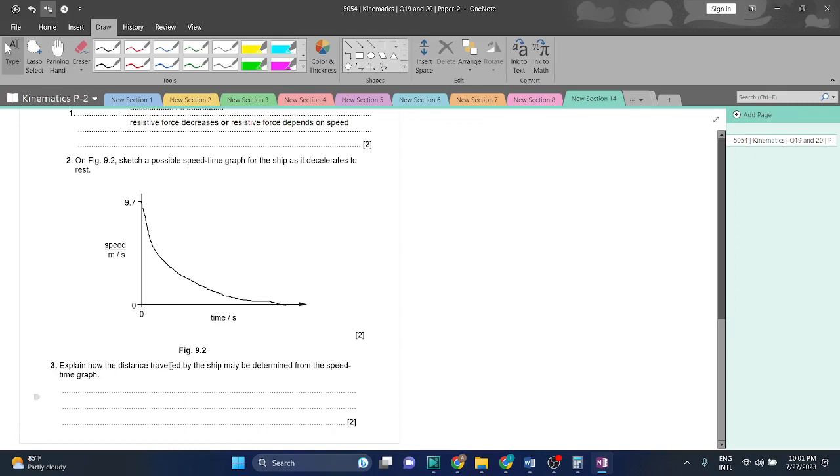Next, explain how the distance traveled by the ship may be determined by the speed time graph. The speed time graph का जो area under the graph है, that gives us the distance.